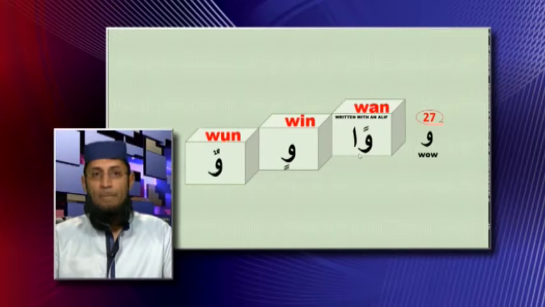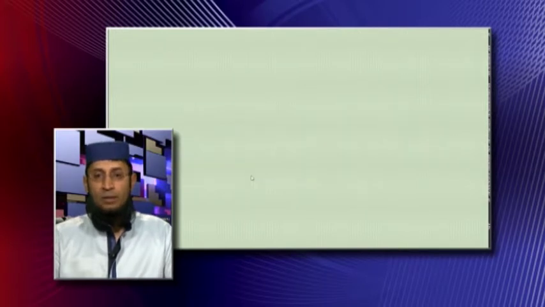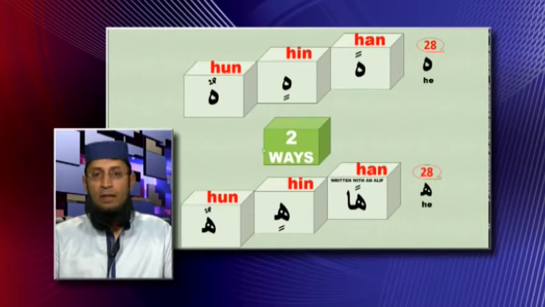Fathatain is "an", kasratain is "in", and dhammatain is "un". An, in, un. Letter number 28 is the letter ha. This is the small ha, han. That one comes right in the beginning amongst letters 1 and 10. This one has less emphasis compared to the big one, the big ha and the small ha.